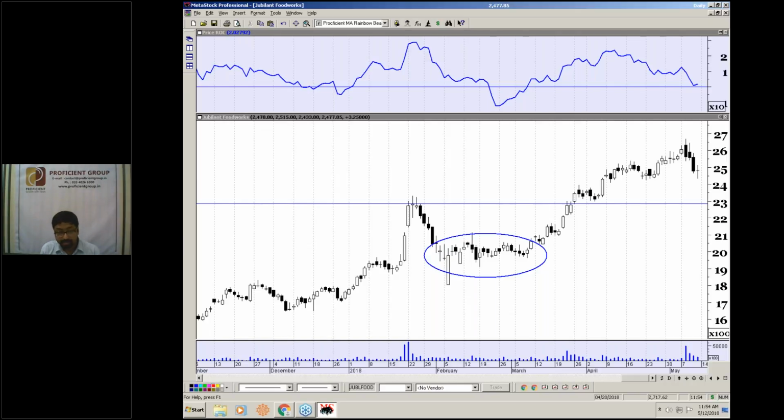As I told you earlier, there will be 3 screens. The first screen will show us whether the stock is in an uptrend or not. This stock is in an uptrend, so Jubel Food qualifies for our first screen.